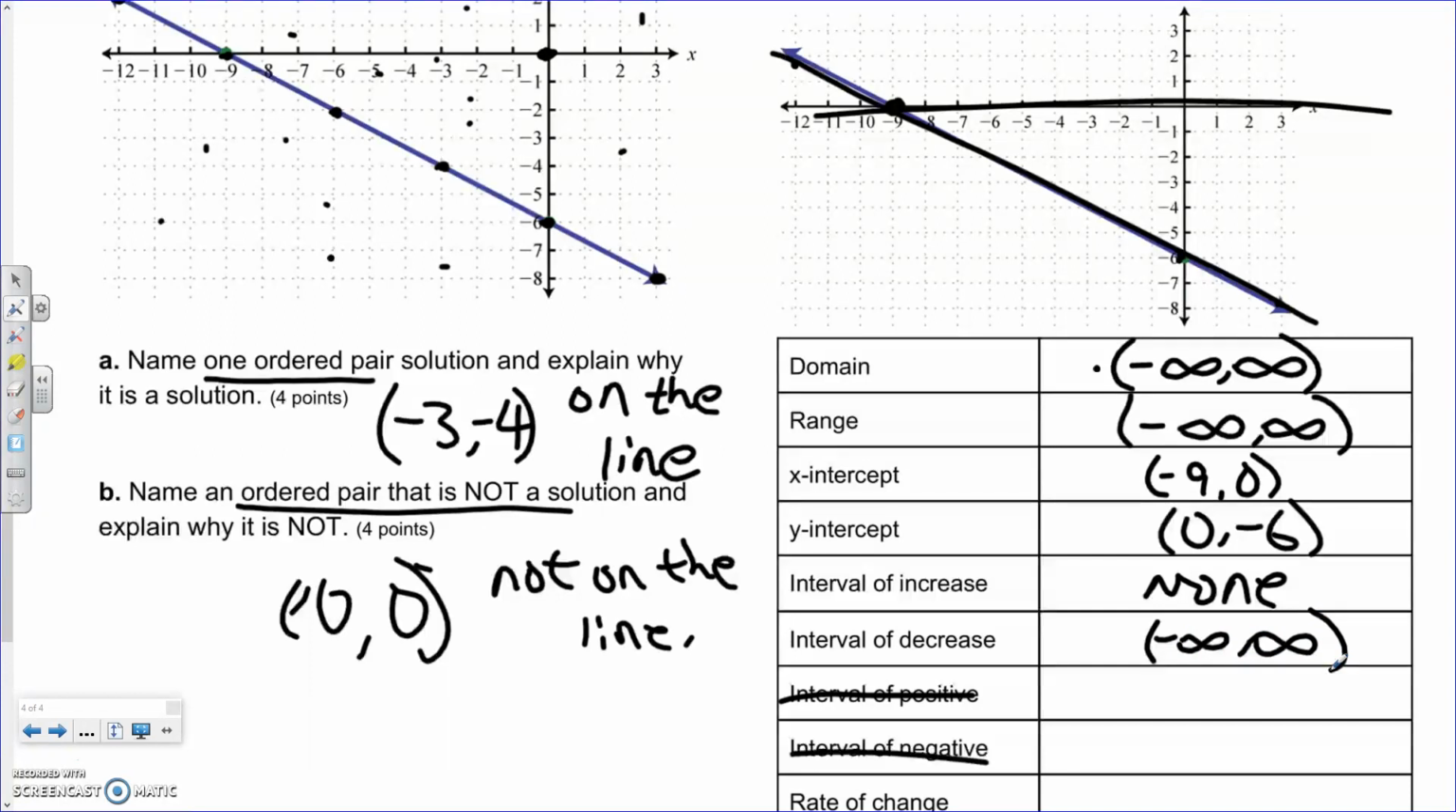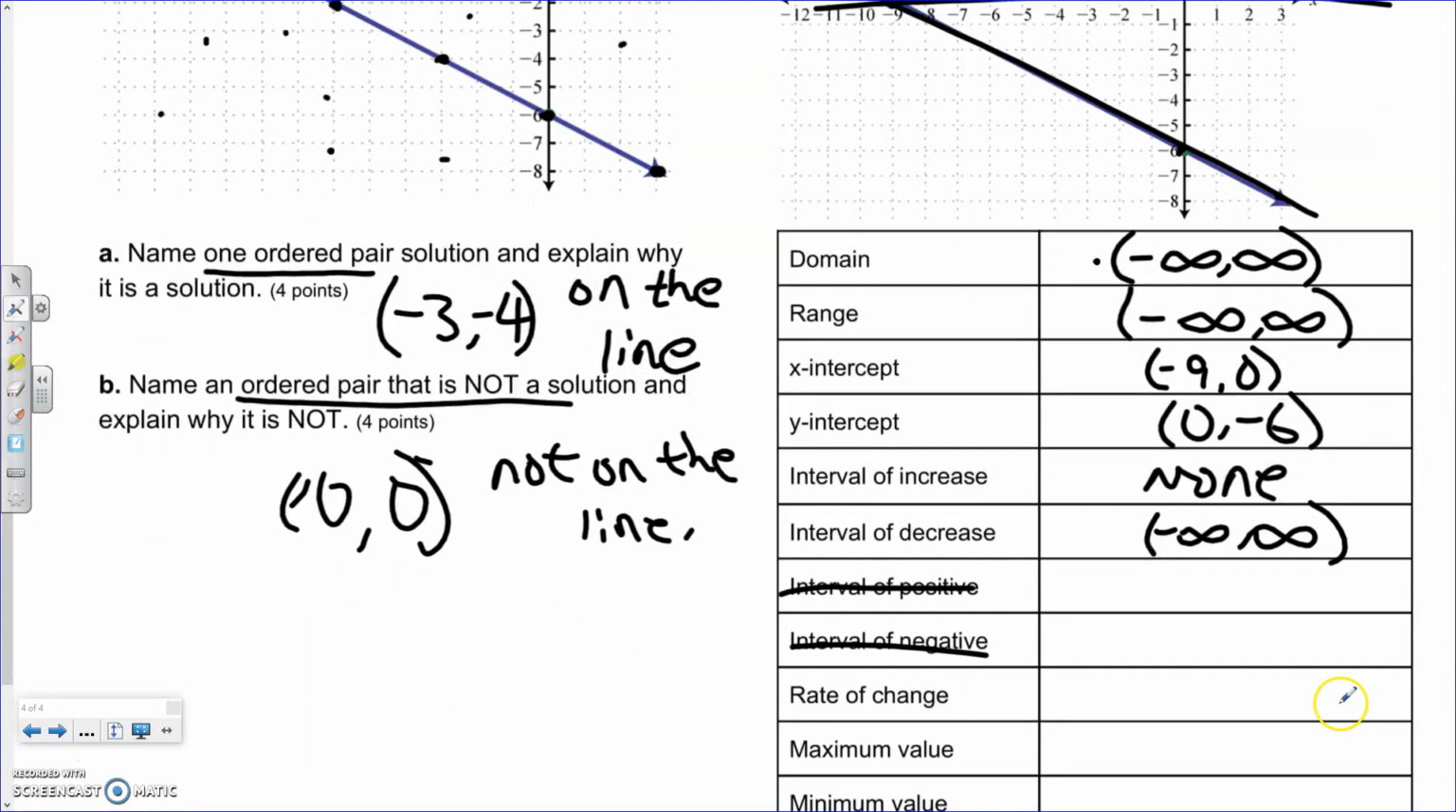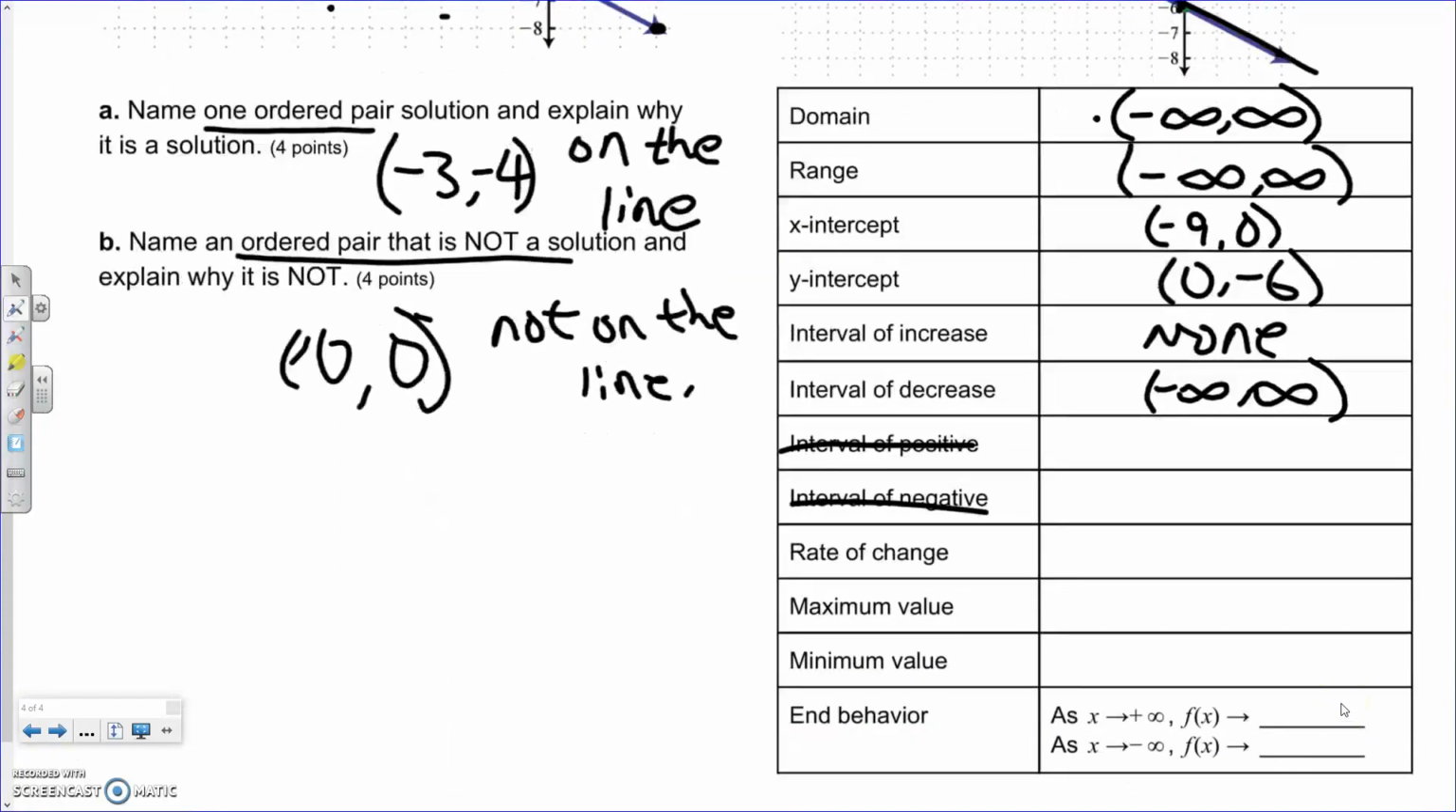Interval of positive and negative, we said we would hold off on. Don't worry about those two. Those are two things we did not talk about because we chose to worry about the others. Rate of change, minimum and maximum.